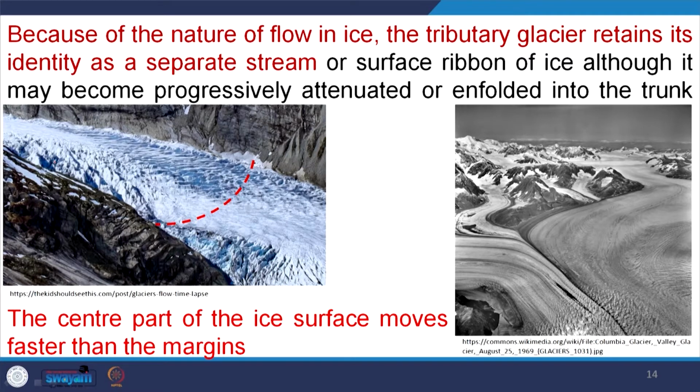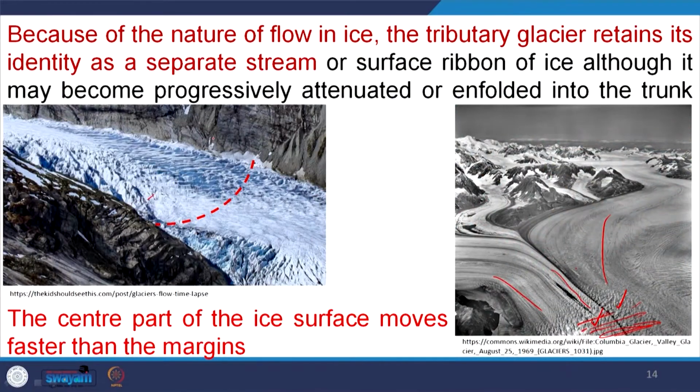Because of this nature of flow of ice, the tributary glacier retains its identity as a separate stream or surface ribbon of ice, although it may become progressively attenuated and unfold into the trunk. Suppose this is the valley glacier and this is the trunk glacier. Two glaciers are merging together, but you see they have separate identities. You can distinguish one glacier from the other. This identity continues for a few kilometers, and gradually the two glaciers merge and finally become one. This is due to the plasticity of the ice.